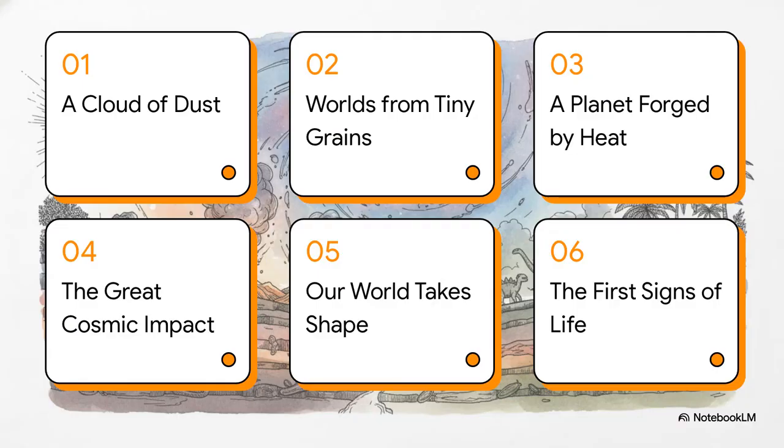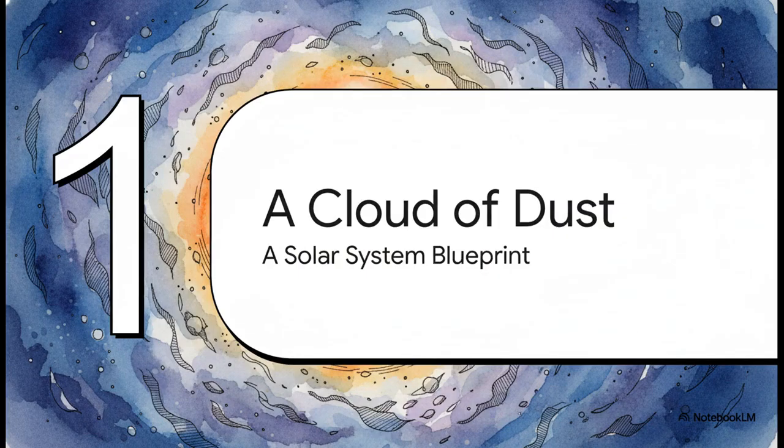All right, so here's the game plan. First up, a cloud of dust. Then, we'll see how worlds are made from tiny grains. After that, a planet forged by intense heat, followed by a huge cosmic impact. Then, our world takes shape, and finally, the first signs of life. Let's do this.